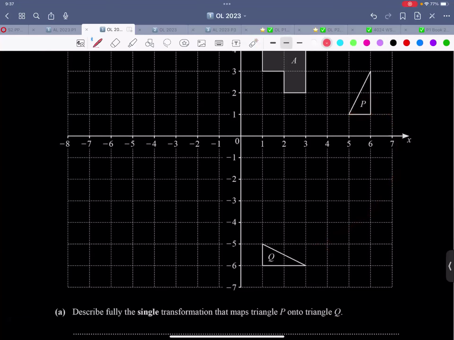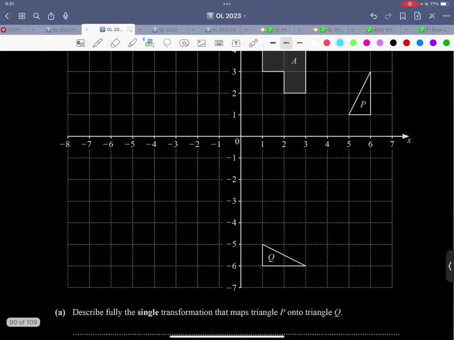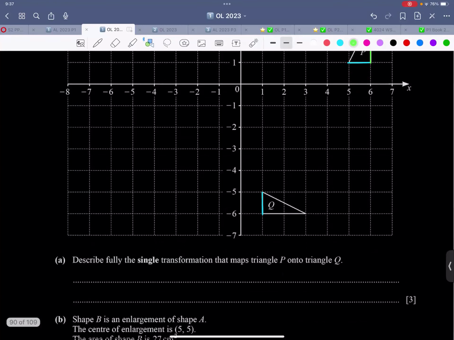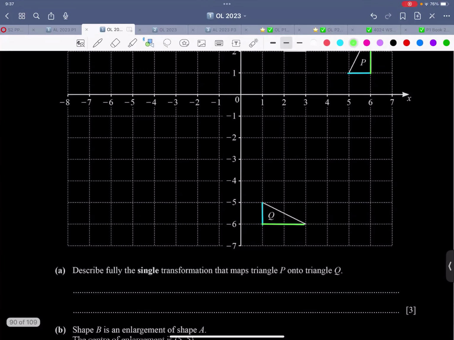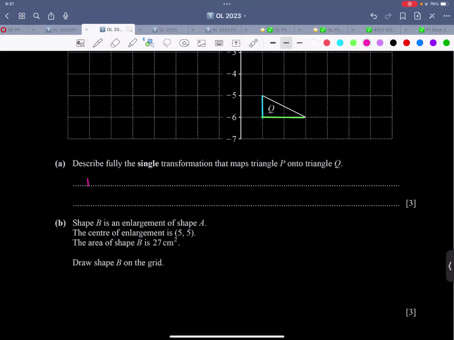This one was the base. Let me just highlight it. So this one was the base, and this base becomes converted to height. This one is the height, and this gets converted to a base. So now this is rotation. That's the first thing. So this is rotation, 90-degree clockwise.